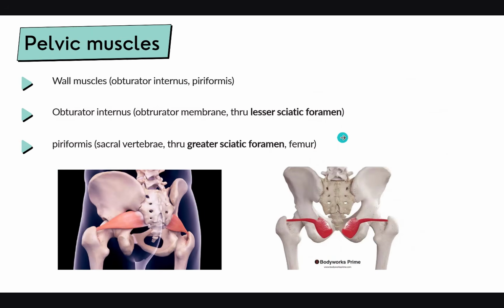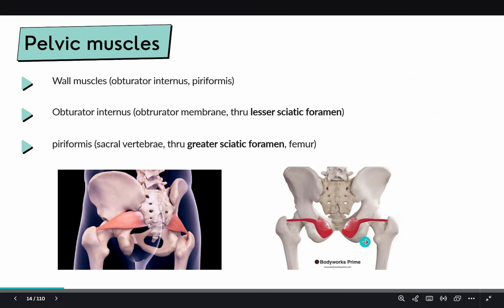Okay, now moving on to the pelvic muscles. So the pelvic cavity, imagine it as a bowl, okay? So we have the wall of the bowl and we have the floor of the bowl. What is the wall made up of? The wall is made up of two important muscles, and I'm telling you, this is super important for you to know. We have the obturator internus muscle, which comes from the inner part over here.